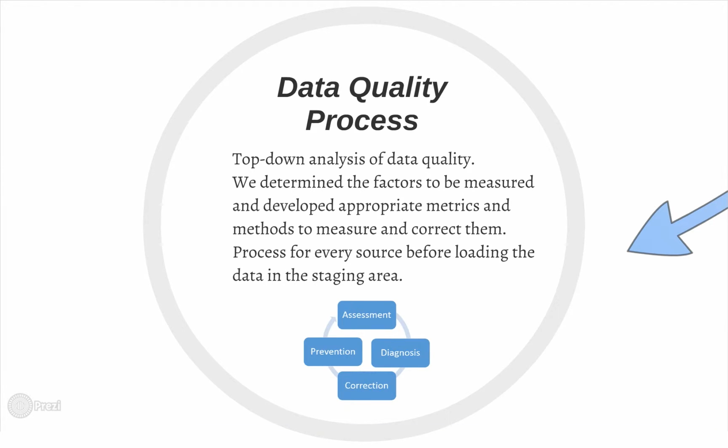Okay, for the data quality process, we have 4 steps: assessment, diagnosis, correction, and prevention. So first we will do the top-down analysis of data quality, and then we determine the factors to be measured, develop the appropriate metrics and methods to measure and correct them. After that, we will process every source before loading the data in the staging area, as we mentioned before.